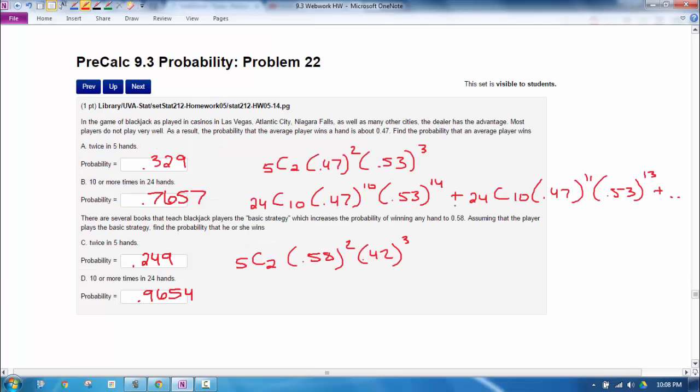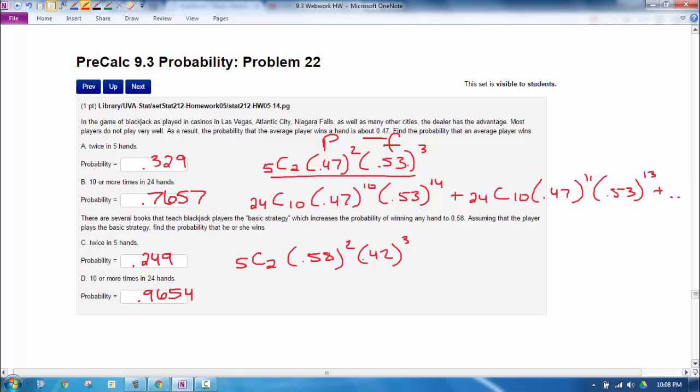Okay, the next problem says a game of blackjack, the odds of a win is 0.47. So this is the binomial probability distribution theorem we were talking about, where if you want to find the probability that you win twice in 5 hands, that's this term of the binomial expansion that I gave you in the notes. So that's 5C2. The probability of success is here, which is 0.47. You're going to win twice. You're going to lose 3 times. The probability of failure is 0.53.